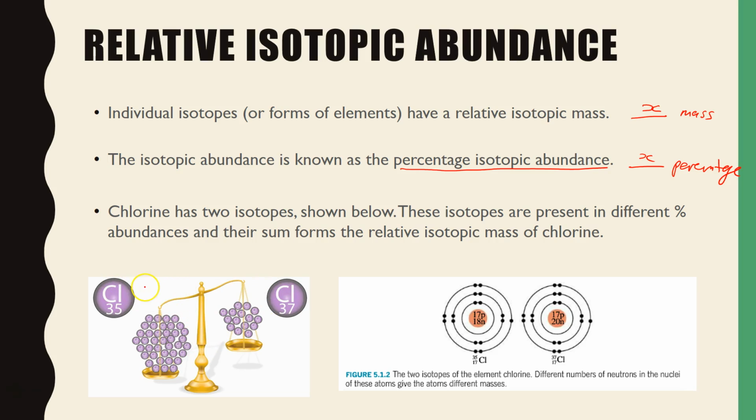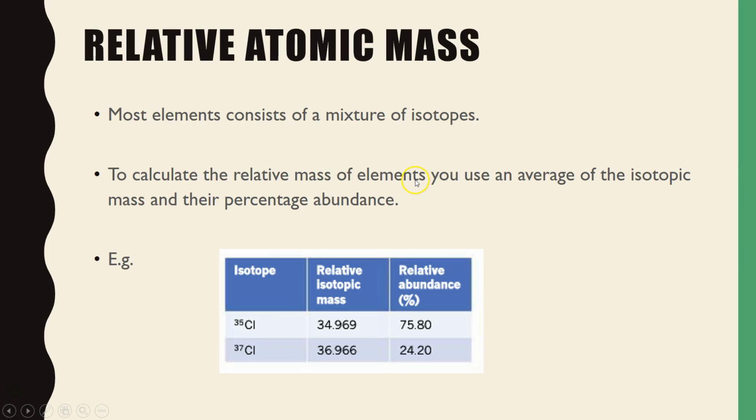So over here we've got chlorine-35, which accounts for about 75% of all chlorine in the atmosphere, whereas 25% of all chlorine in the atmosphere is chlorine-37, which has a relative mass of 37, and chlorine-35 has a relative mass of 35. So using this information, we can calculate the relative atomic mass of a particular element, and we can therefore use that in our calculations. To calculate the relative mass of an element, use the isotopic masses, so these two numbers here, and then multiply by the percentage abundance, which is here.